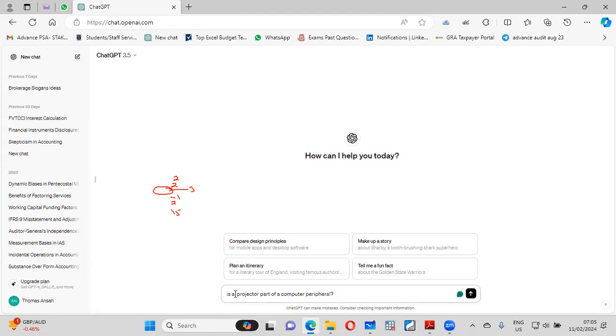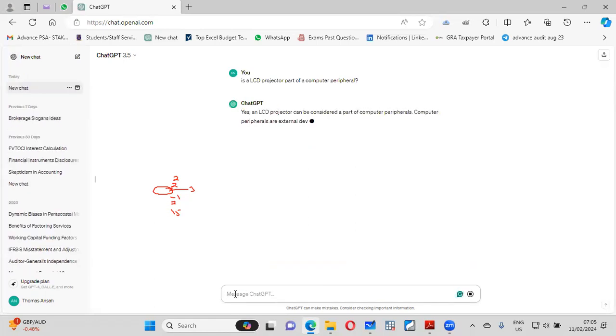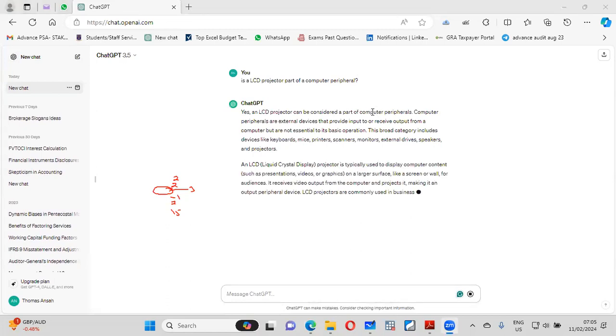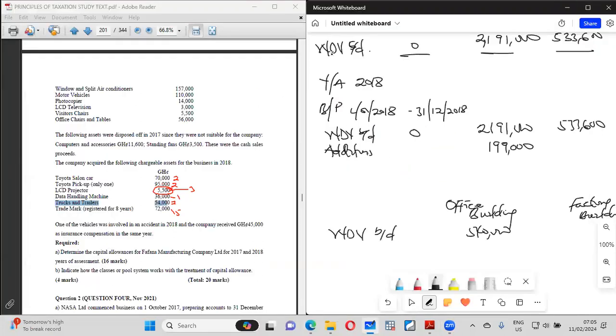So we had an LCD, right? So it's an LCD. Yes, a projector can be considered as a computer peripheral. All right. It aids your display. Okay, it aids the display. So we have it. So like I said, I will add it there. So my additions for this part will be 41,500. All right. So that is that.